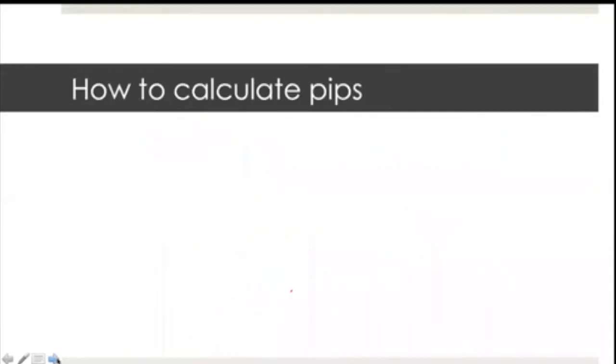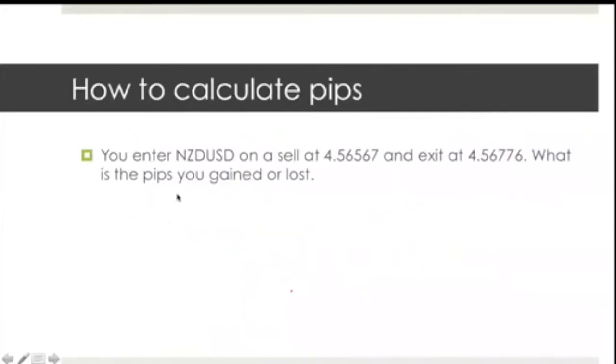Okay, good. All right, so calculating pips. You enter New Zealand dollar on a sell at 4.56567 and exit at 4.56776. What is the pips you gained or lost?